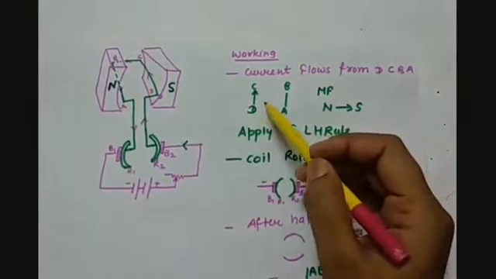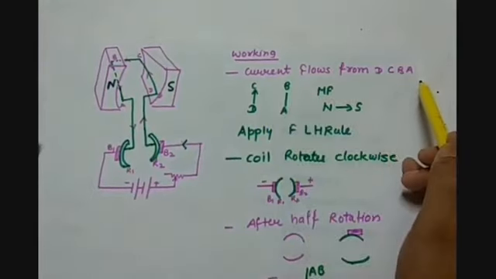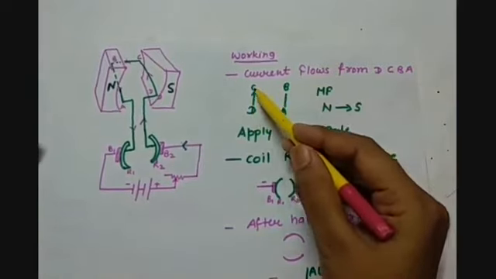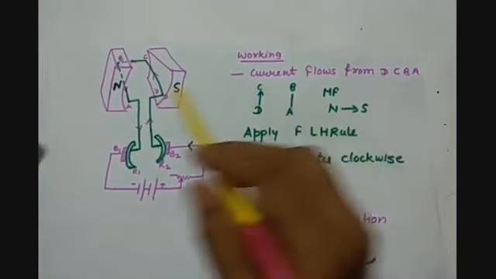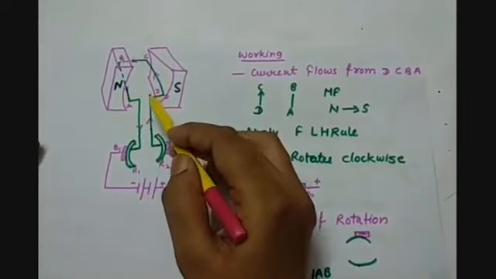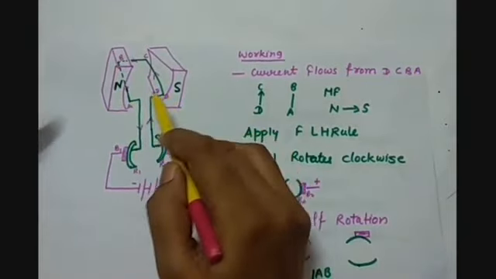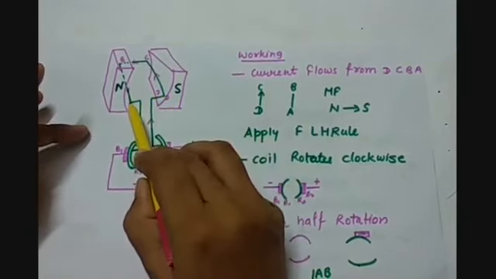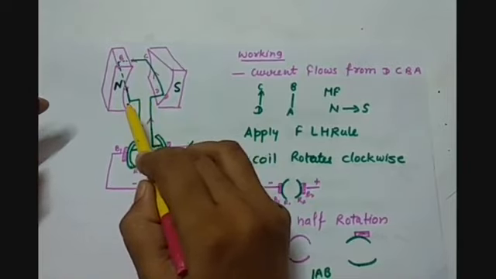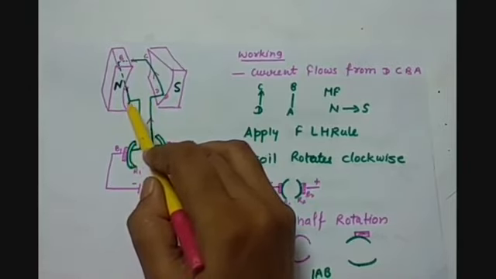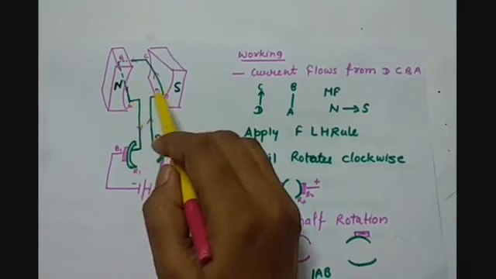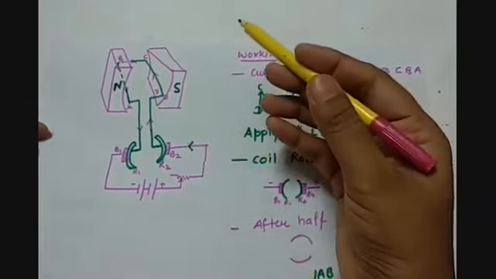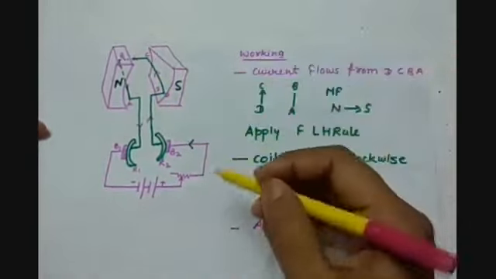So now when the current is flowing through the armature coil as DCBA, from D to C current is flowing, from B to A current is flowing. So these two arms are having the current in different directions. This is our right arm, this is the left arm of the armature coil. In the left arm the current is flowing towards the reader, or you can say towards us, whereas in the DC arm the current is going away from the reader, towards the screen.